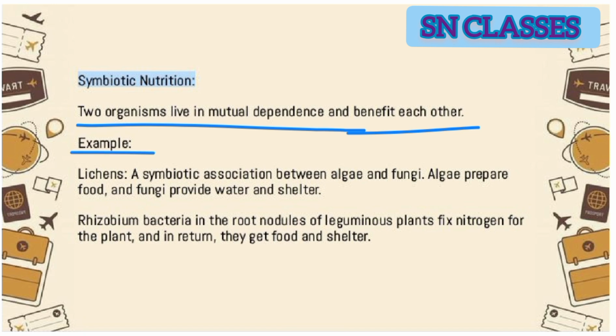Okay, the example is lichen. Here the symbiotic association between the algae and the fungi is called lichen. The algae prepares its own food using its pigment called chlorophyll, by absorbing sunlight, whereas at the same time the fungi provides water and shelter. So here you can see the mutual relationship between algae and fungi. The algae gives food for the fungi, and the fungi provides water and shelter for the algae.